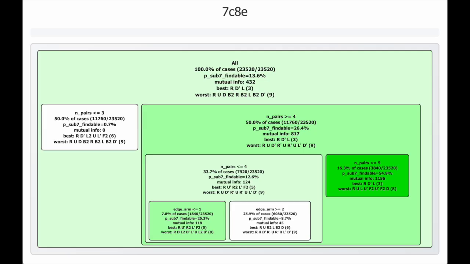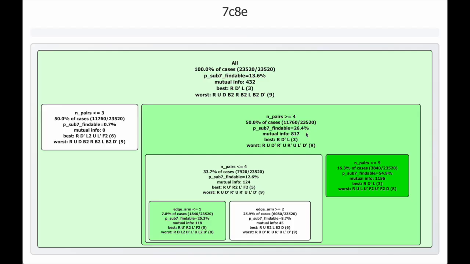What does a decision tree look like? Here's the trained decision tree for 7C8E. And you can see that immediately it's dividing all the cases into subsets. So here's all the cases. This outer box represents all the cases. This represents all cases with 3 or fewer pairs, and this represents all cases with 4 or more pairs, which are further subdivided into 5 or more pairs, and then 4 pairs with an edge arm criteria. So this is a combination of the arm numbers and the pair counts.